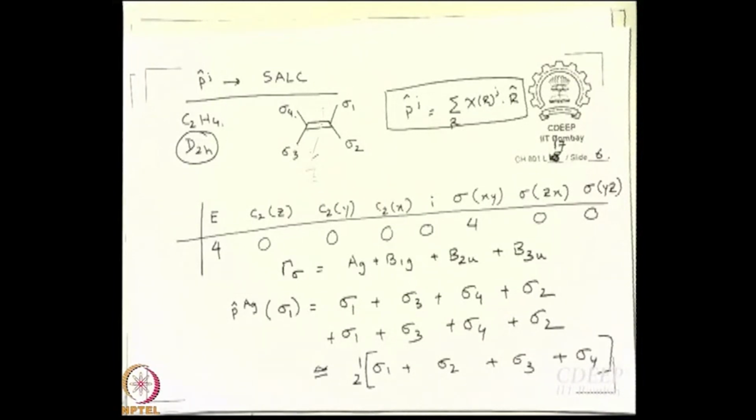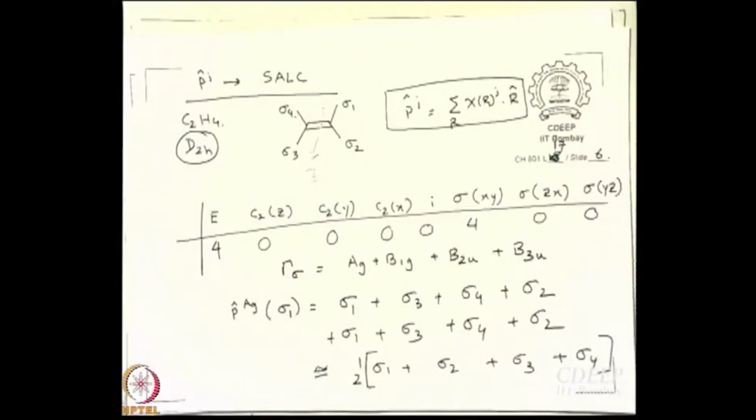B1G, right? The characters are 1, 1, minus 1, minus 1, 1, 1, minus 1, minus 1. That would have been the easiest thing to say in the first place. It sounds like a mantra.